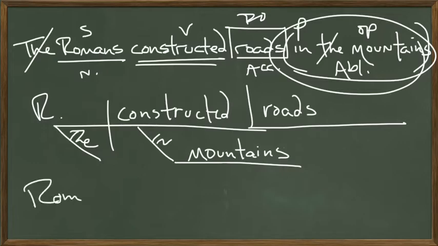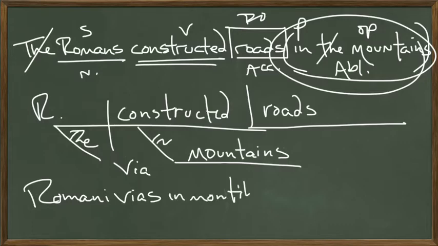Romani. We'll put the verb at the end, Romani vias. So here are the roads. Via is road, but to make it plural accusative, we're going to add an S, vias. We've already had in the mountains, so let's just stick that one up there. In montibus. We know that it's an ablative plural, and so it's going to be in montibus. Romani vias in montibus. And then what are they doing?